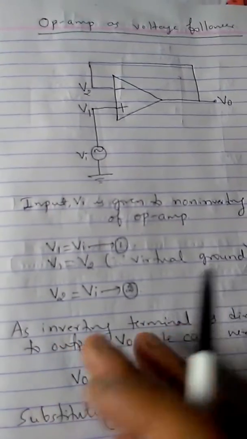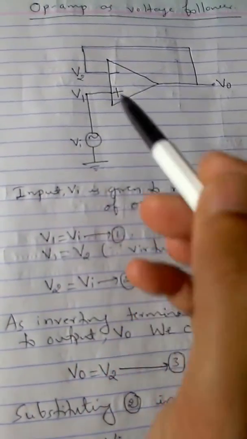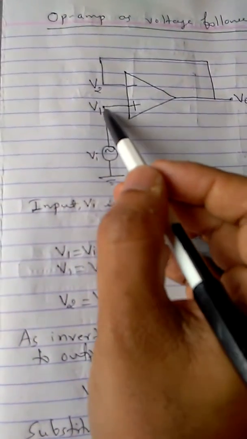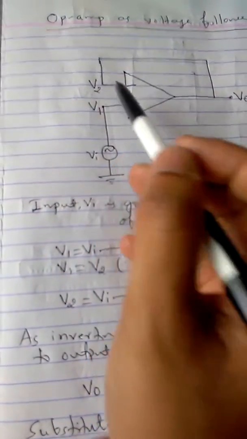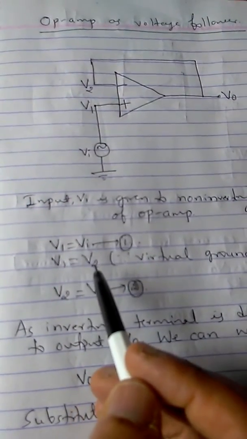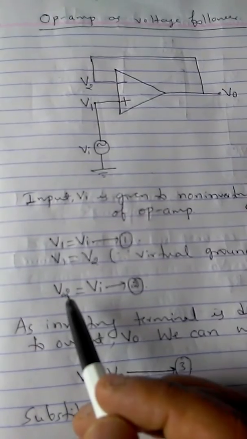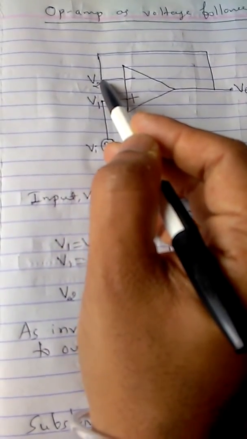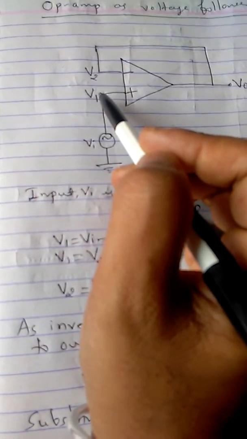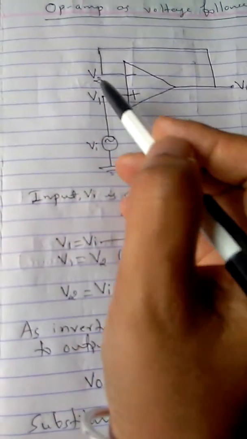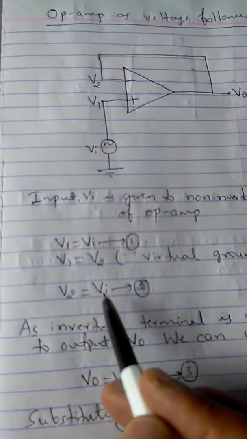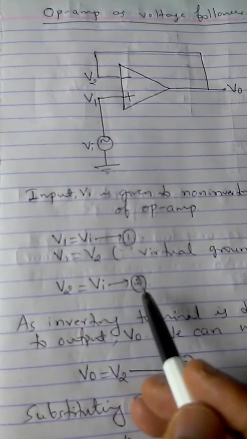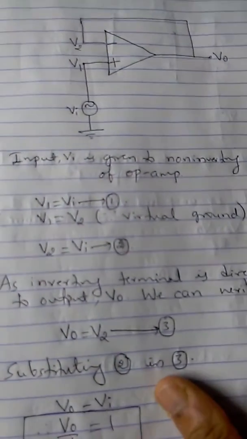So we have one virtual ground concept, that is V1 equal to V2. So whatever the voltage I am getting at V1, the same will appear at V2. So V1 equal to V2. So that is a virtual ground. So I can write V2 equal to Vi. Means at V2 I'm supposed to get the same voltage as V1 gets. So I can write V2 equal to Vi. So I am calling it as equation number 2.